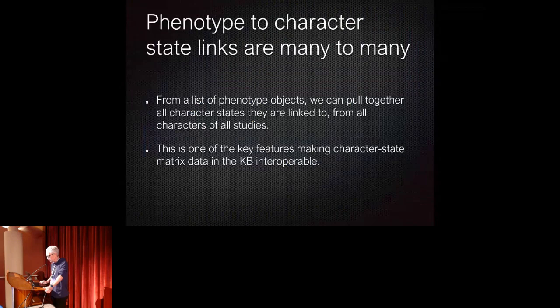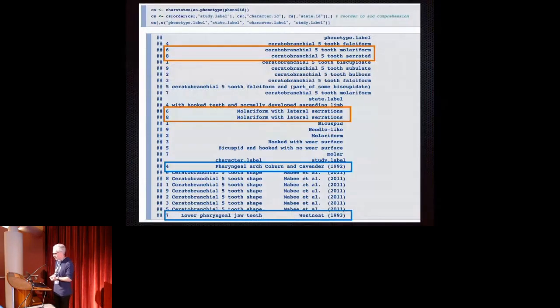So just to keep in mind, the links between character states and phenotypes is an end-to-end relationship, really. And we can show, and this is one of the key features, right, about making the character state data interoperable across all the data matrices rather than being siloed in one data matrix, right? So we can, for example, for this one, pull together all the states and then can observe that there's now other studies here being pulled in as well, rather than the one I started with, right? That's one of the two ends that I was referring to.